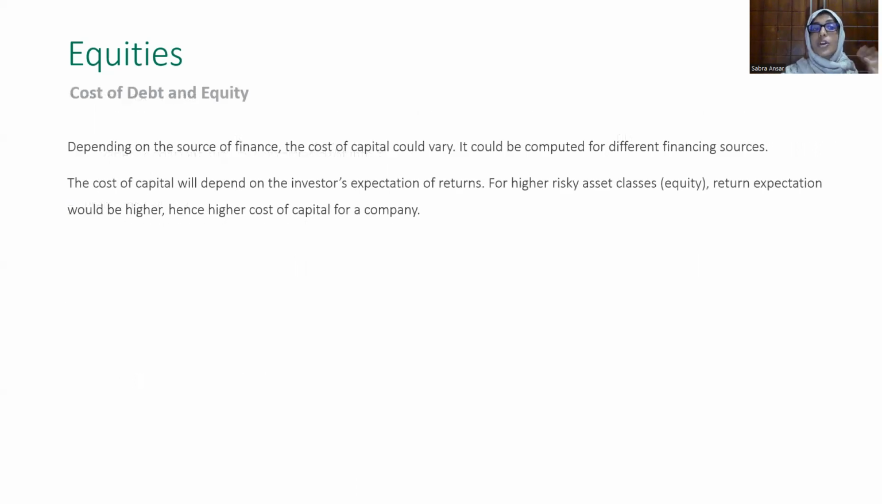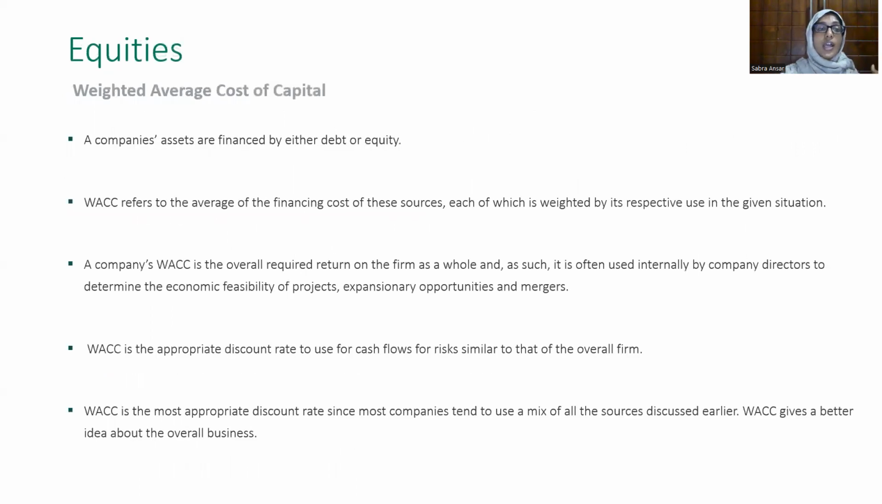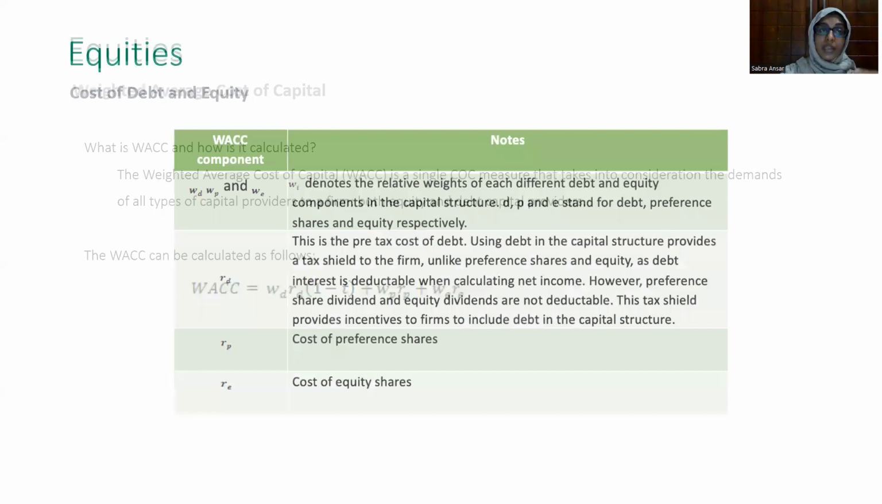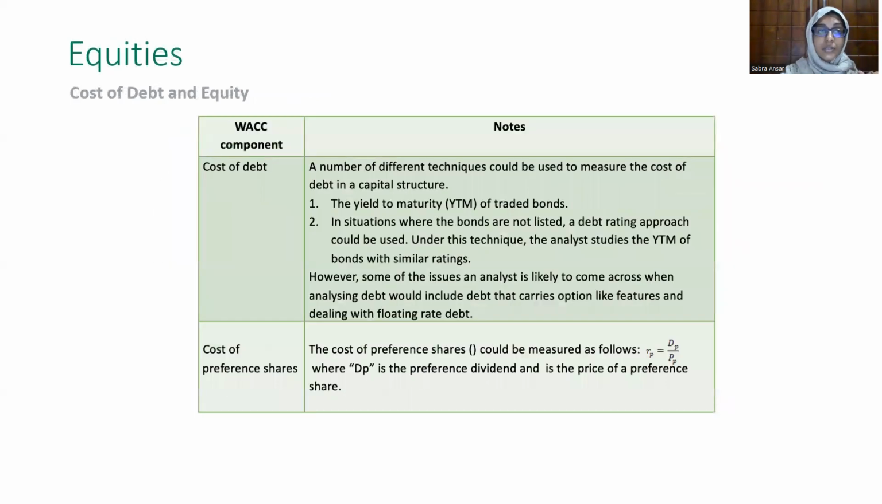Thereafter, we spoke about the cost of debt and equity, or the combination of the two. We moved on to the weighted average cost of capital and how to calculate it. We just explained how the calculation is done.